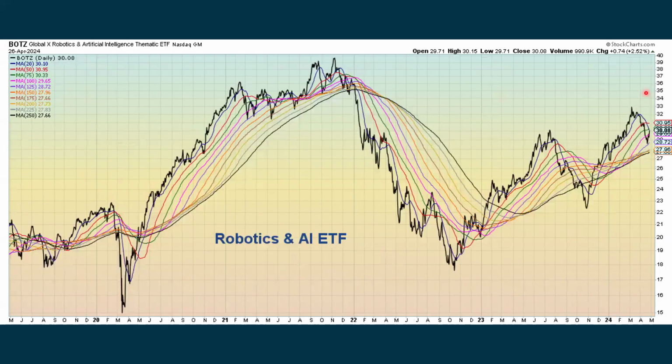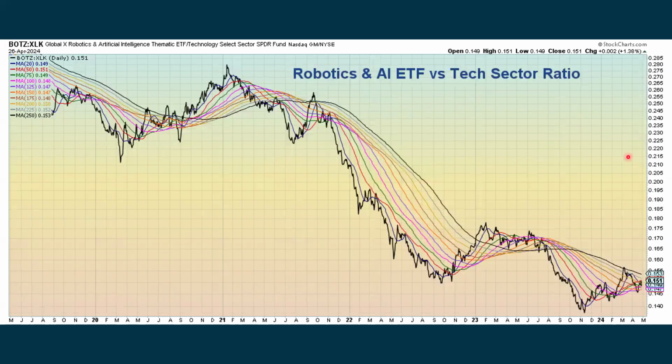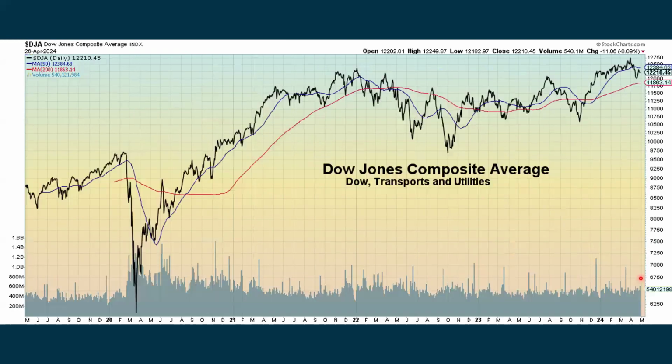We look at the robotics and AI ETF. This is one of the fad areas, or what folks are really focused on right now. It had been pulling back, but over the last few sessions has been showing some improvement, but it's still inside of this rainbow. And then we do a ratio between the robotics and AI ETF and compare it with the tech sector. It's really not outperforming all that well. It was starting to, but then it pulled back as the market came under pressure. And we're pretty much in the middle of this rainbow right now.